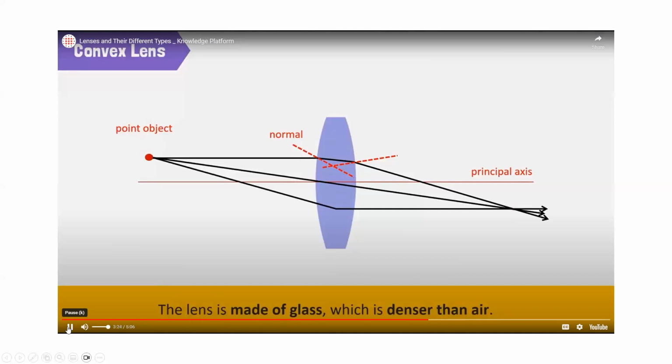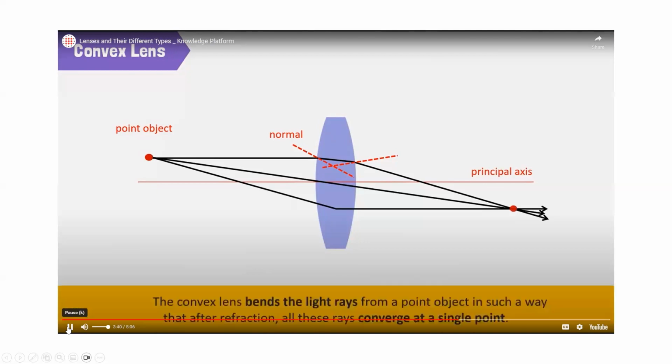Did you see something strange? Yes, all the rays meet at a common point. We can also say that all the rays are focused or converged at a single point. This is one of the patterns that we were talking about. The convex lens bends the light rays from a point object in such a way that after refraction, all these rays converge at a single point. We also call it a converging lens.